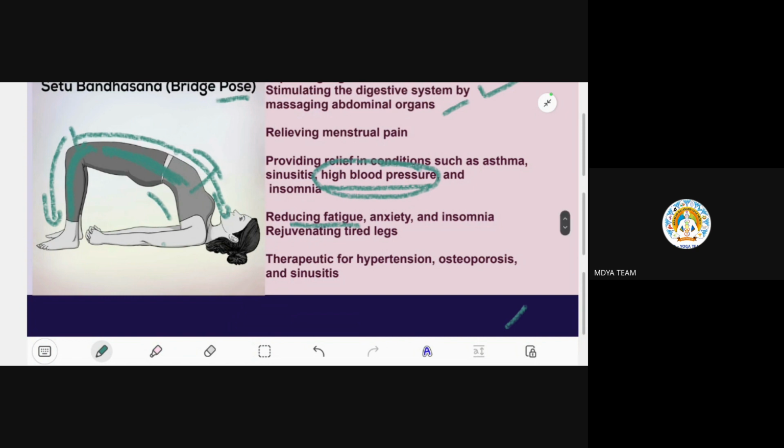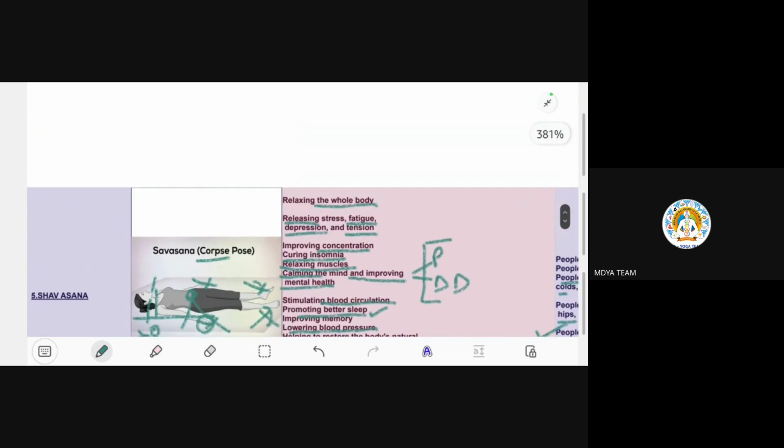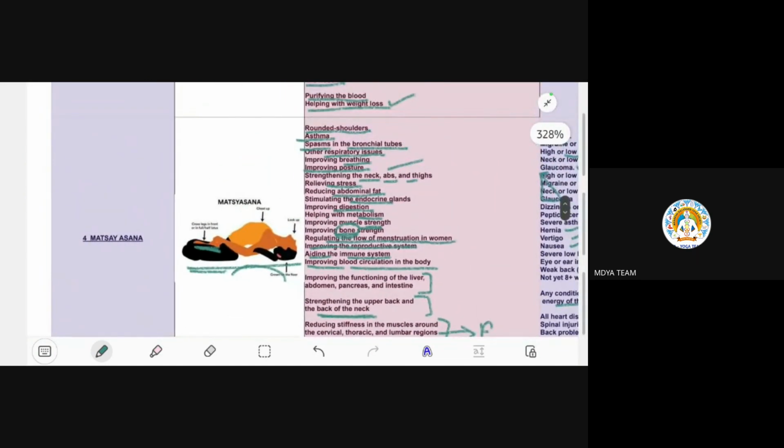But in the Matsyendrasana, we shall look at the Matsyendrasana first. In the Matsyendrasana, the whole of the chest is open. The chest region is more concentrated over here. The lung area requires more pressure to breathe in and to breathe out, and that is why this is more beneficial for the people who are poor at back bending.